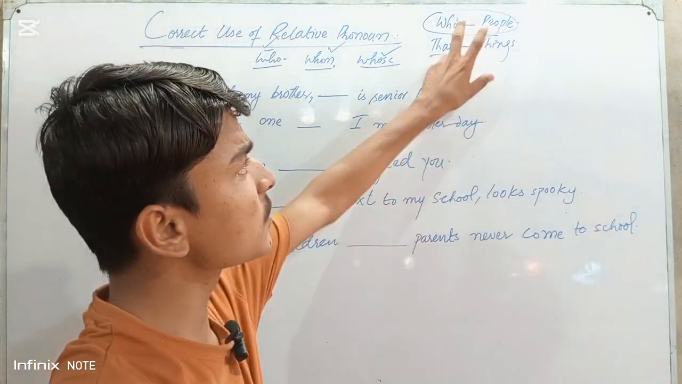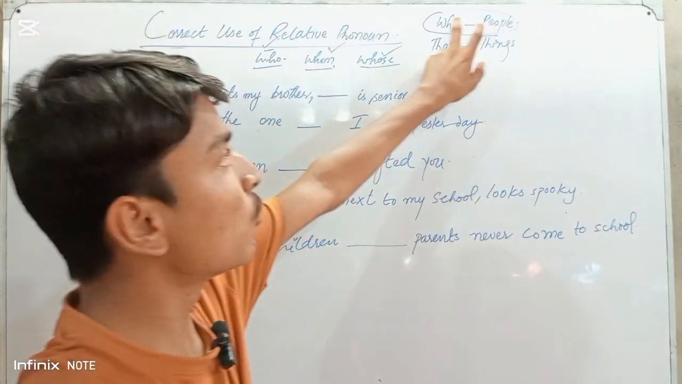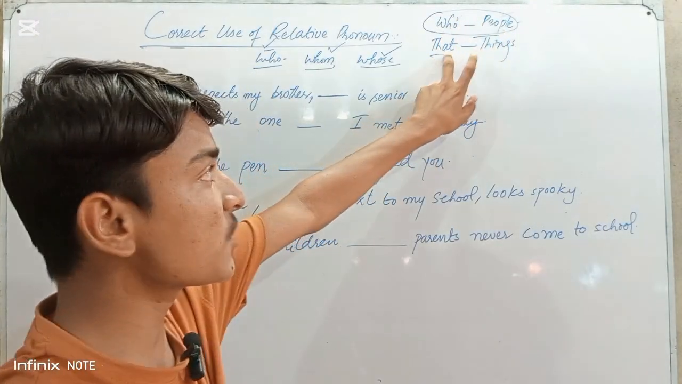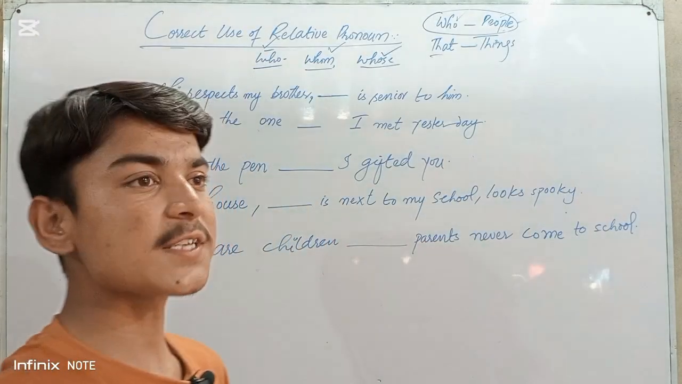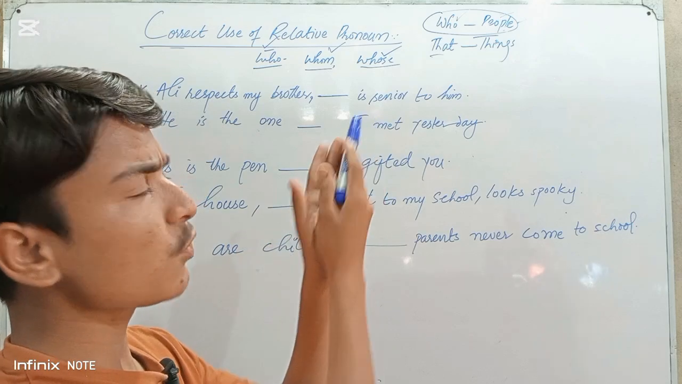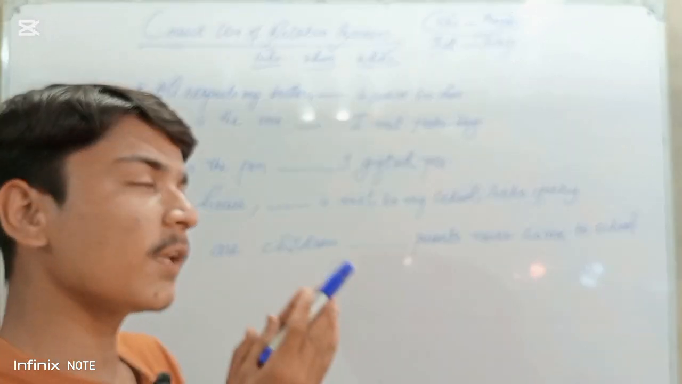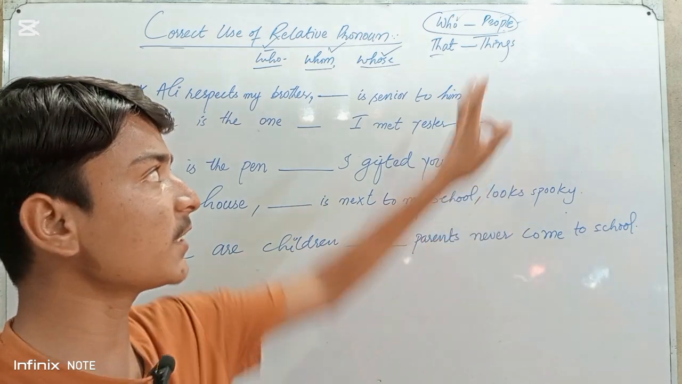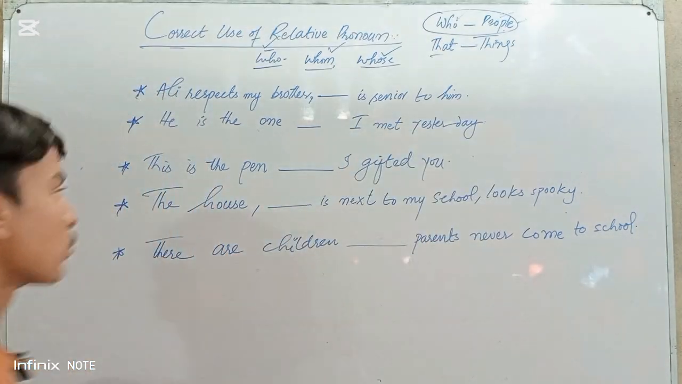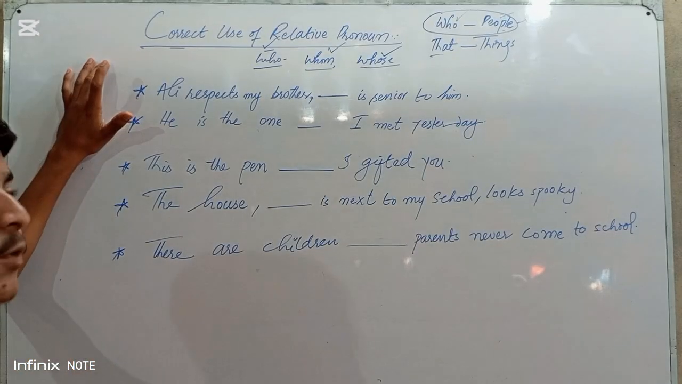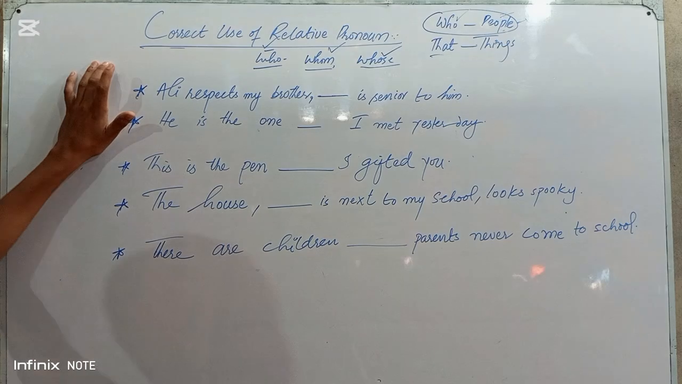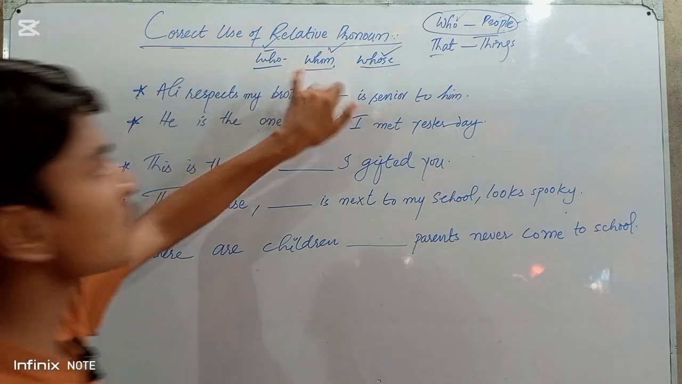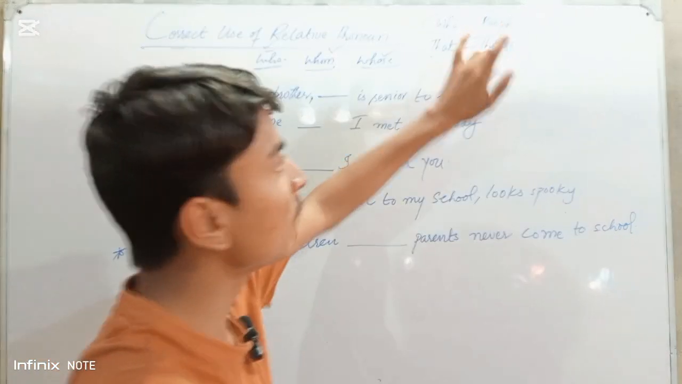You have to know that who is used for the person, and that is used for things. In the sentence, when a person comes, then you will use the relative pronoun who. And when things are represented, then you will use that. So let's take examples. We have to take 5 examples here, using who, whom, whose, that, and which.